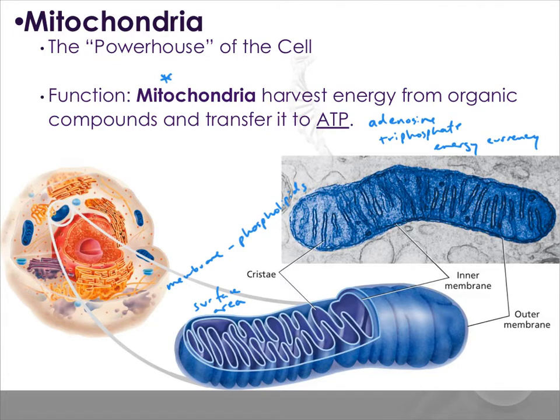Okay. So, a lot of surface area here with these folds. Okay, those folds are called cristae. You have an inner membrane and outer membrane. It's all made out of phospholipids. So that's the structure of it. The function is to get energy from organic compounds and transfer it to ATP so the cell can pay for reactions.